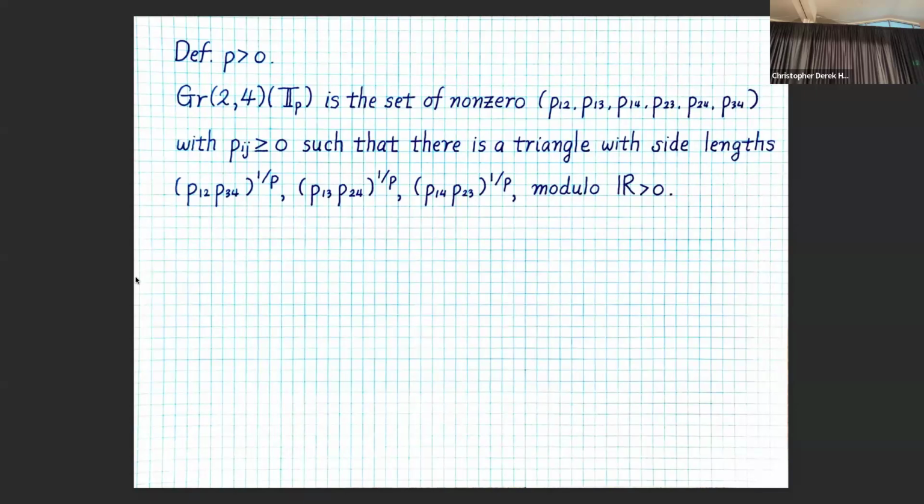Here, by a triangle, I include the case of degenerate triangles, so that this defines a closed subset of R to the 6. And you might recognize this as the defining equation, the so-called Plücker relation of Gr(2,4), interpreted over TP in terms of the ternary additive relation introduced before. But it is what it is. It's a concrete subset of R to the 6 modulo scaling.